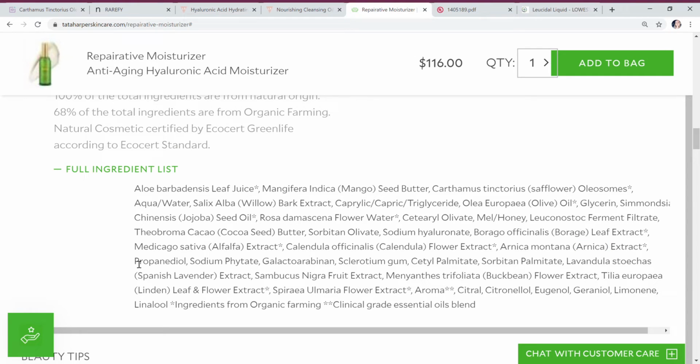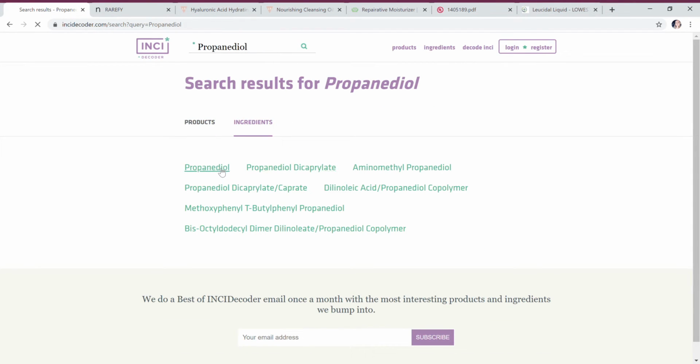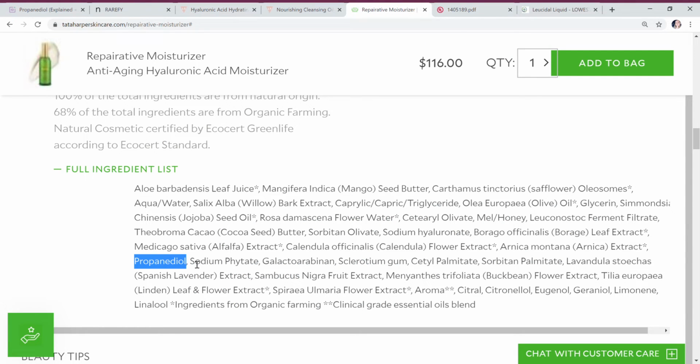And then here we have propanediol, which is a solvent that's used and is also a humectant. Yep, solvent and a humectant. It's derived from corn sugar, and it's EcoCert approved. So EcoCert is a body that certifies products as being natural and organic, and has their own classification for that.